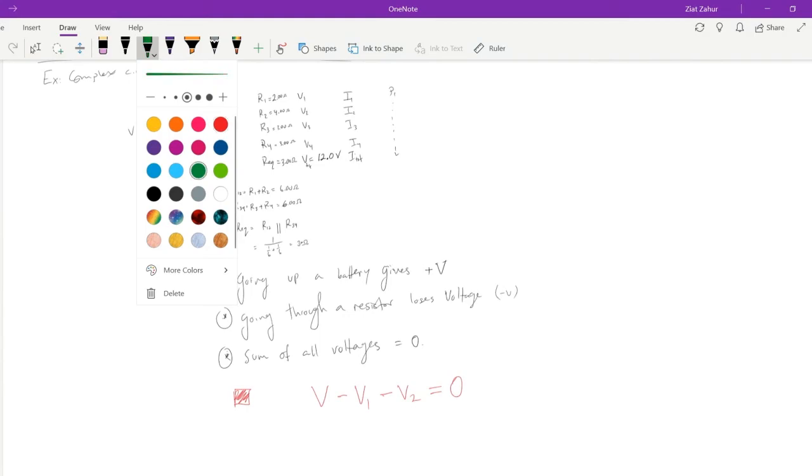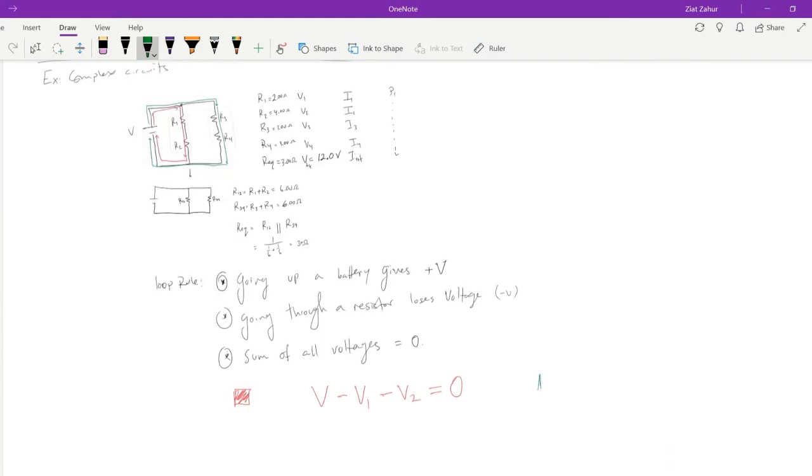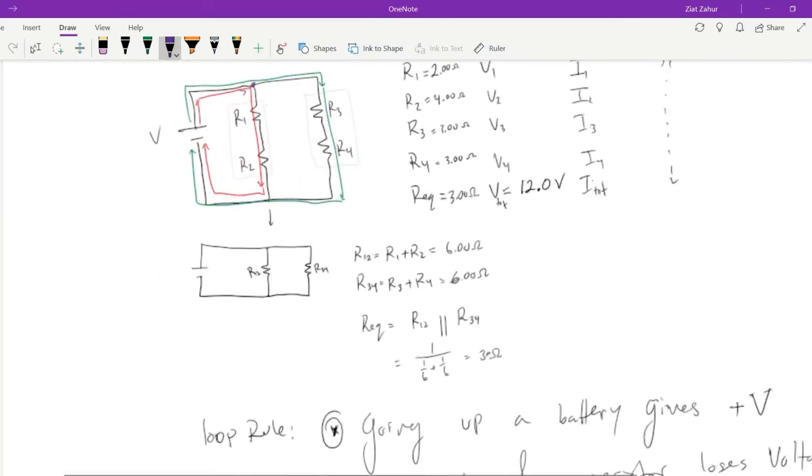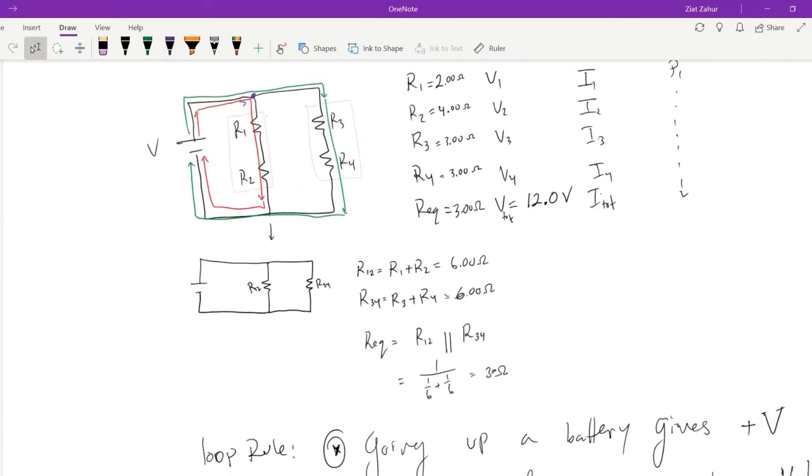And then for the green loop, I should probably use purple. Some people can't see. Uh-oh, there's kids outside. What are they doing? Hey, kids! Get off my lawn! I feel like some old dude yelling at kids.